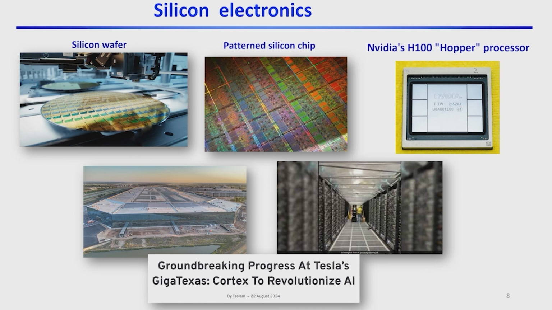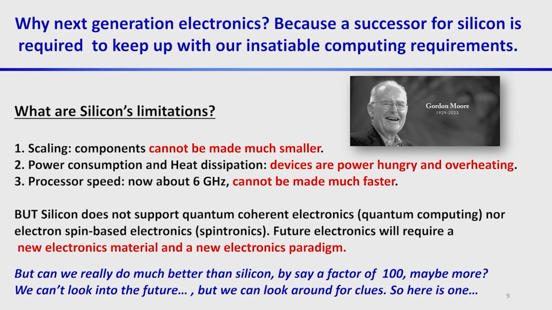So this is Tesla's center called Cortex. And it's enormous, with enormous amounts of equipment in there. And why do you want to do all that? Well, the enormous AI requirements for computing are getting really heavy right now. And as you might know, many years ago, Gordon Moore already said that this whole silicon technology will come to an end at some point, and for very obvious reasons. You can't make devices much smaller. Devices are power hungry and overheating. You can't make them much faster. So a new electronics material has to be developed in order to continue growth in electronics, and also a new electronics paradigm. Those are the two things you need to do.